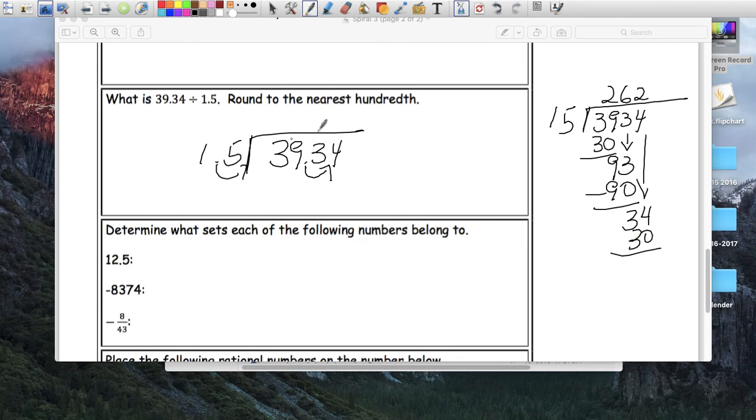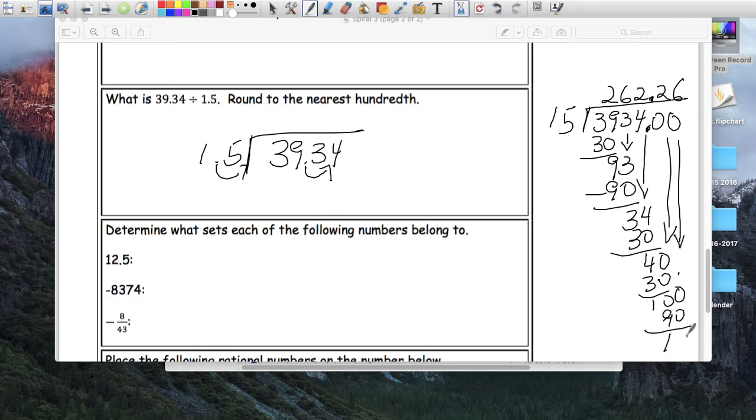Now I'm going to continue because it says round to the nearest hundredth. So I'm going to add a decimal, bring a 0. 4 minus 0 is 4. I'm going to bring that 0 down. 15 goes into 40 2 times, that's 30. 10 left over. I'm going to bring another 0. So 15 goes into 106 times, which is 90.